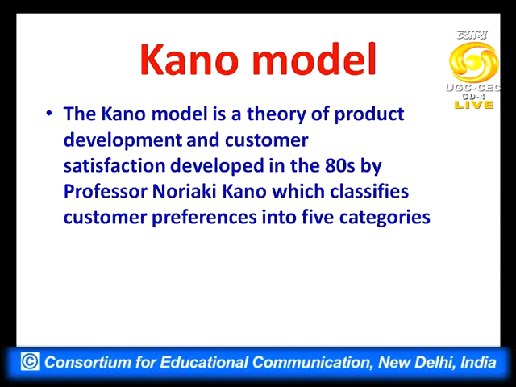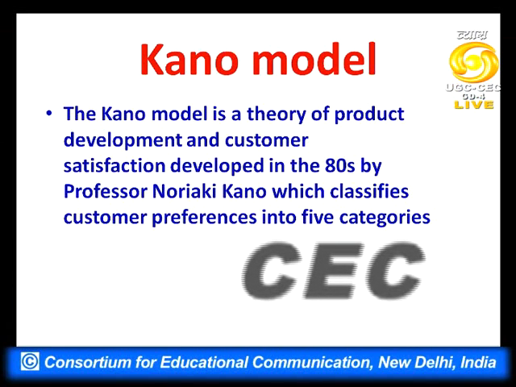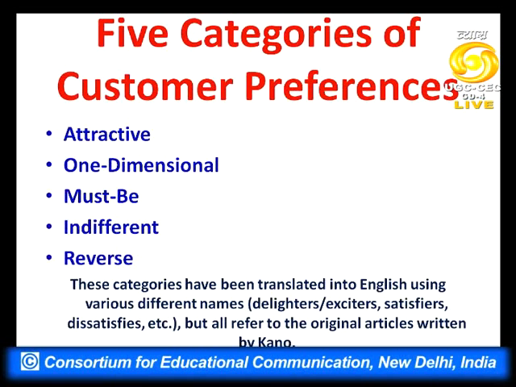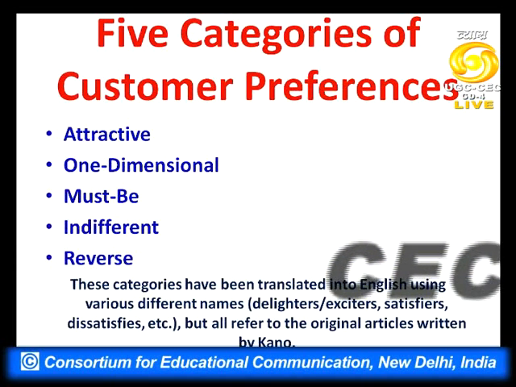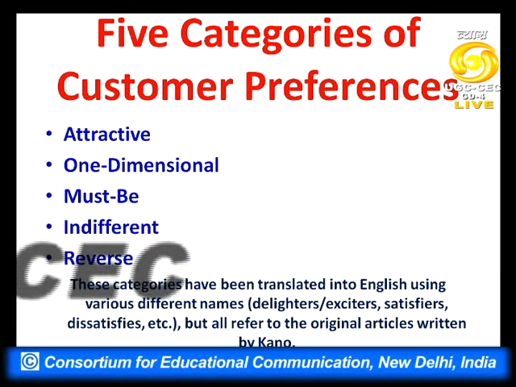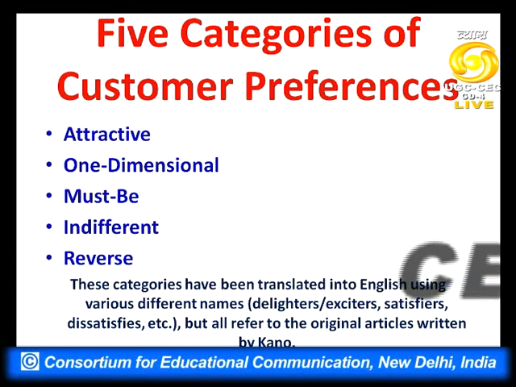The Kano model is a theory of product development and customer satisfaction developed in the 80s by Professor Kano, which classifies customer preferences into 5 categories. These 5 categories are given by Professor Kano: attractive, one dimensional, must-be, indifferent and reverse. We can add the word quality along with these 5 items, like attractive quality, one dimensional quality, must-be quality, indifferent quality and reverse quality.